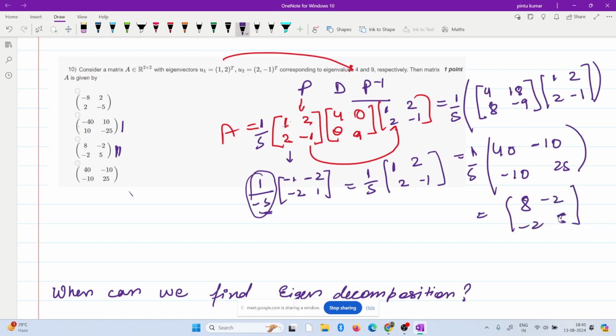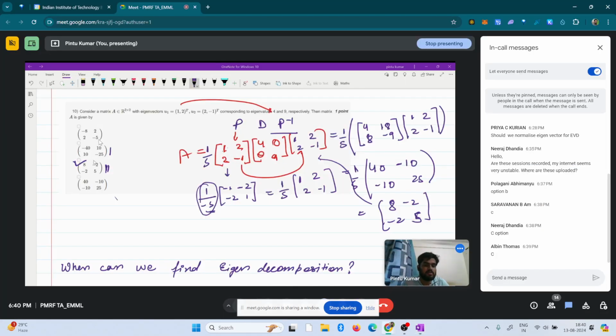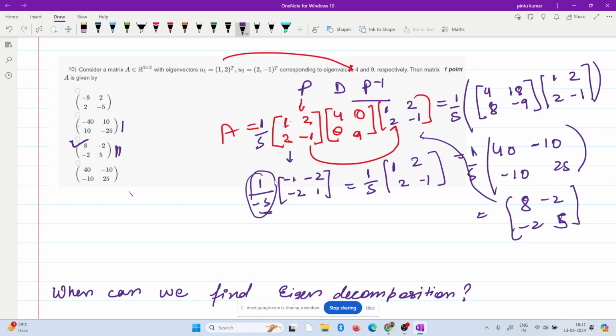5. So this is the matrix for which we had this kind of Eigen decomposition, and option C is correct. Whoever answered as B, I think you just missed minus 1 by 5 multiplication by minus 1 by 5 when you did inverse calculation.